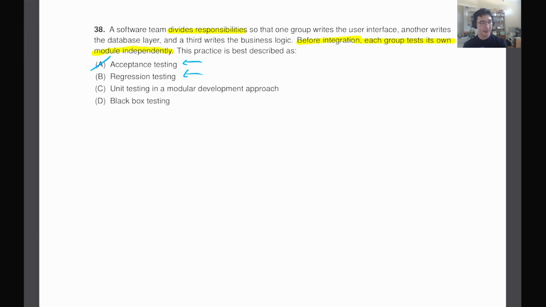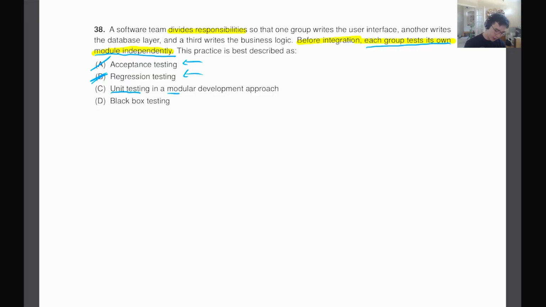Again, that's not what is being described. It's describing each group testing its own module independently. This is what we're focused on right here. So it's not B. Is it unit testing in a modular development approach? Well, what does unit test?